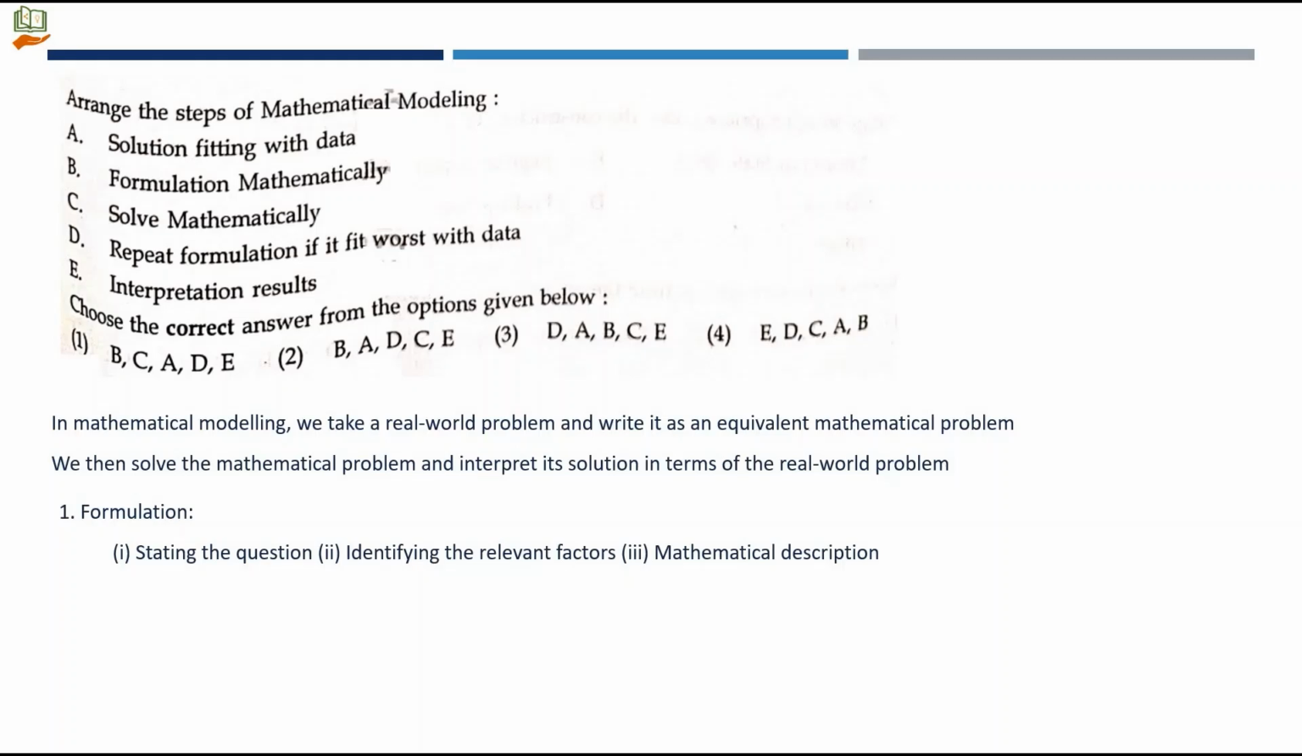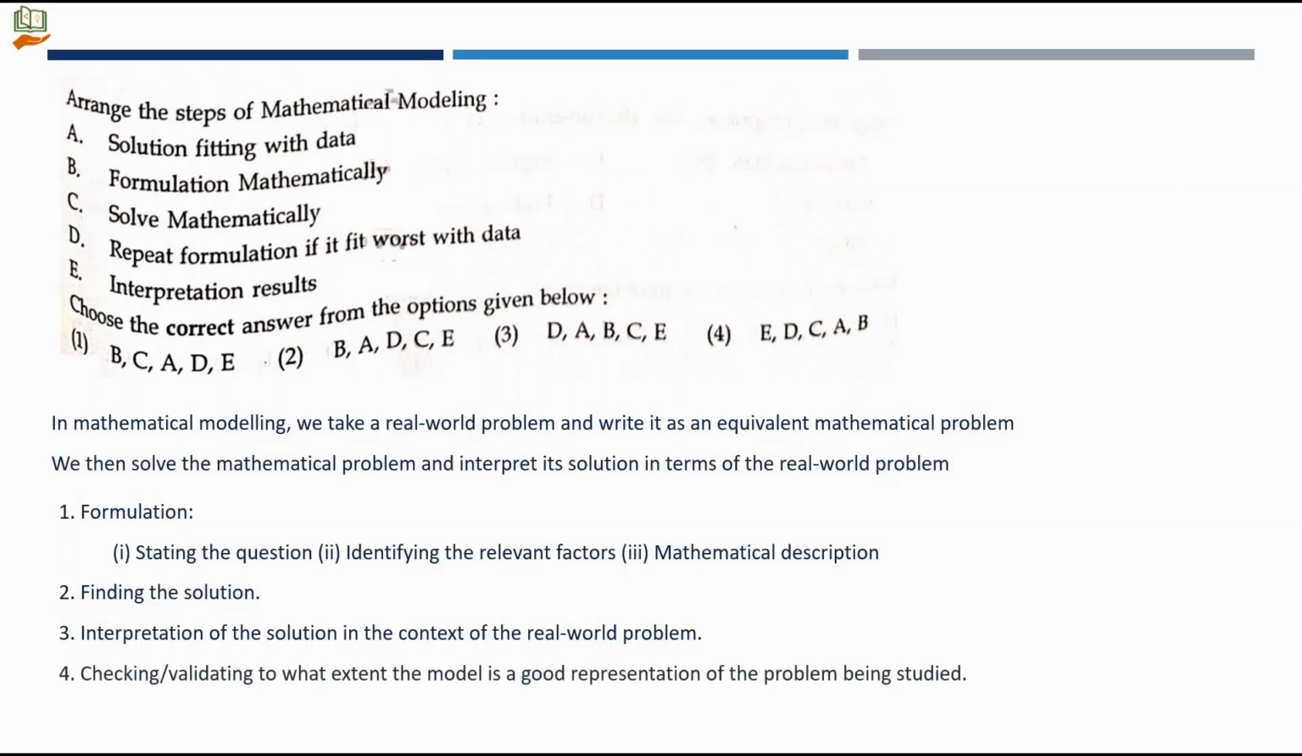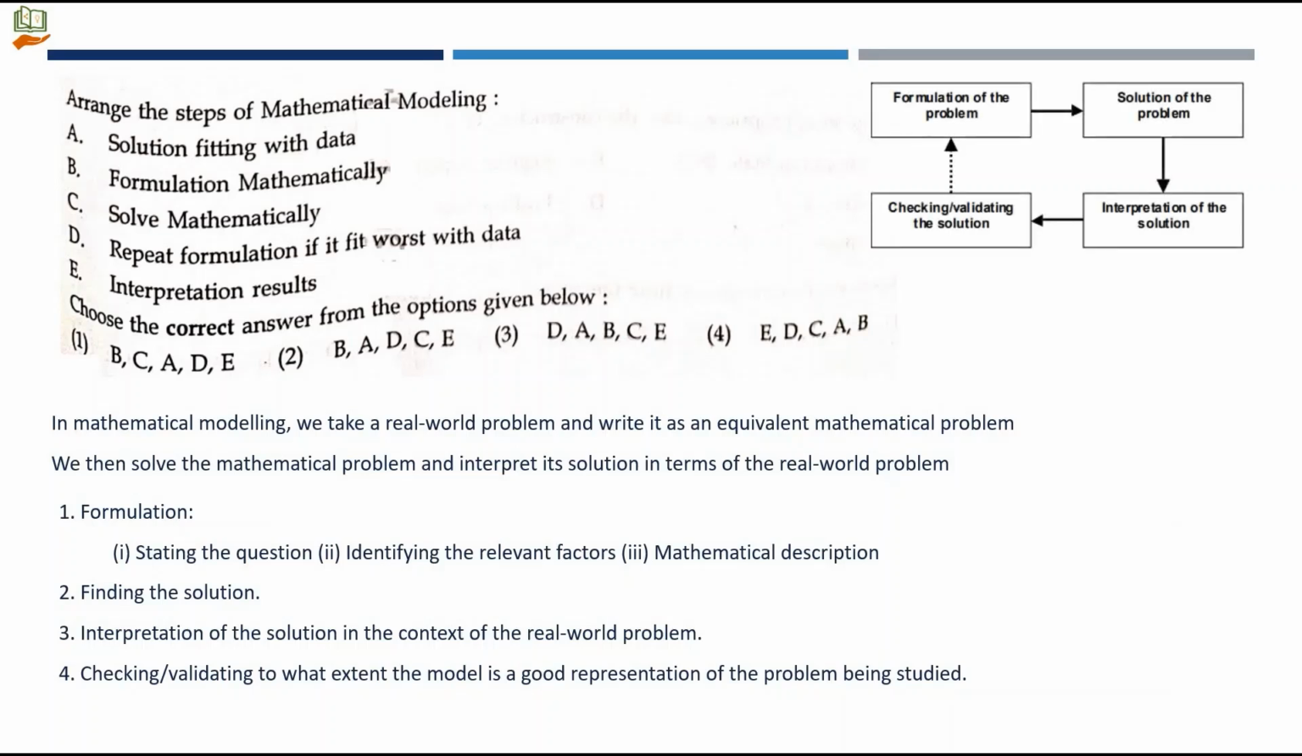After formulation, we have finding the solution. We have interpretation of the solution in the context of real world problem as the next step. Then we have checking or validating to what extent the model is a good representation of the problem being studied. We can see in the form of a diagram. Formulation of the problem, solution of the problem, interpretation of the solution, checking or validating the solution.